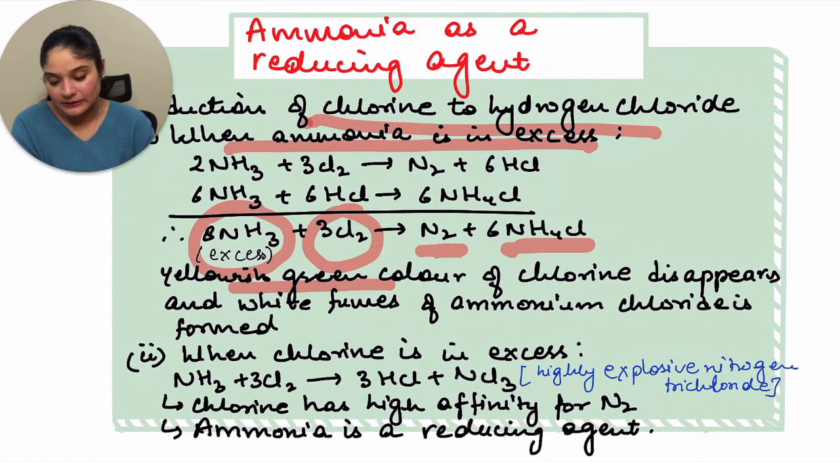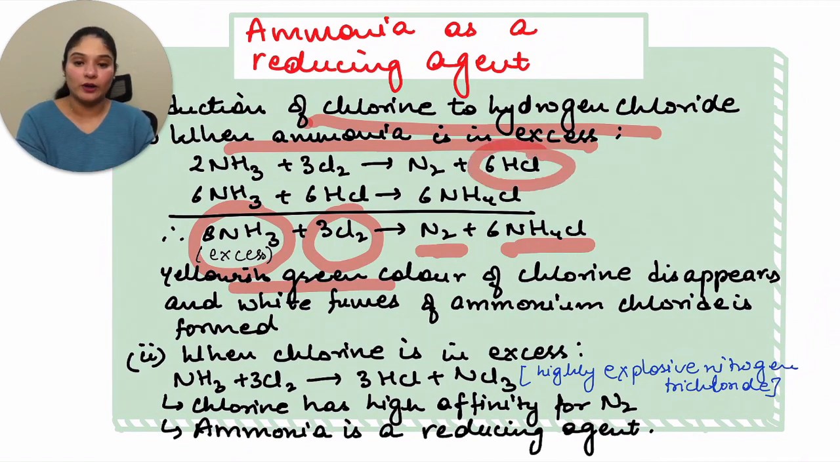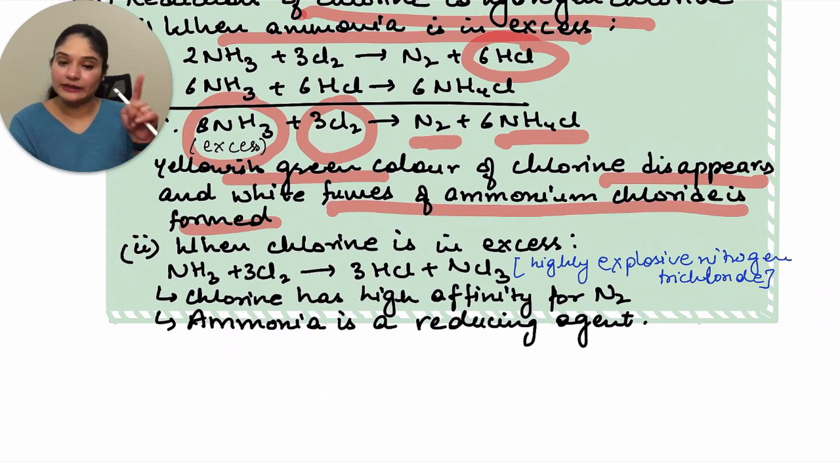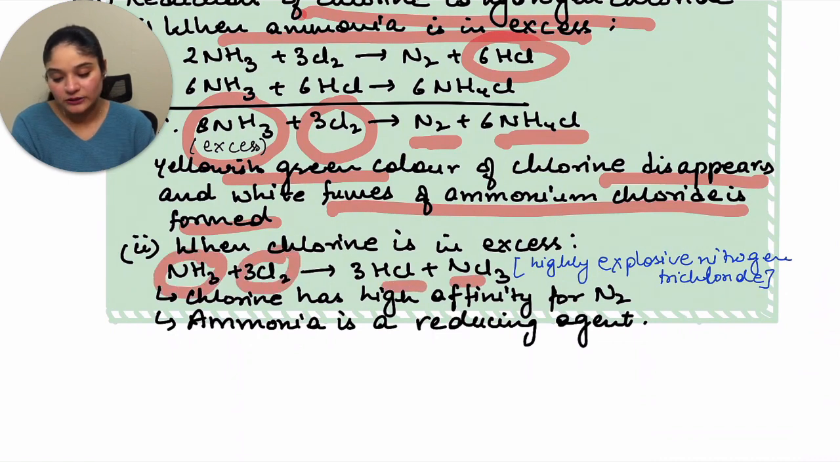So what happens is, initially you have the reaction happening with chlorine and this HCl goes further and reacts with leftover ammonia. So the chlorine gas that you initially had in the reaction changes. So yellowish green color of chlorine disappears and white fumes of ammonium chloride are formed. The next is when chlorine is in excess. So ammonia plus chlorine will give you HCl plus NCl3. When chlorine is in excess, you get NCl3, which is highly explosive nitrogen trichloride.